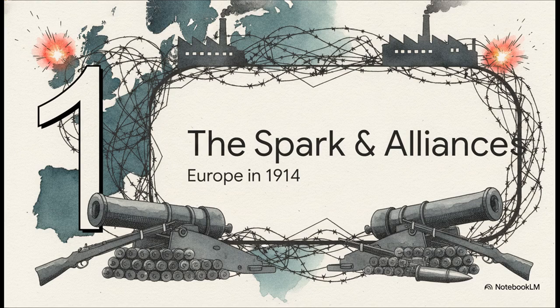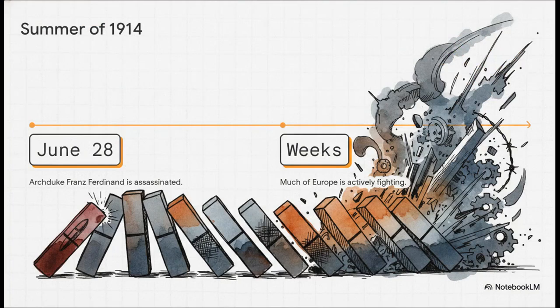Okay, let's dive into this. So, picture the summer of 1914. Europe was a total powder keg of competing empires and massive armies. You had these powerful, industrialized nations aggressively competing for global influence, stockpiling weapons, forming these incredibly complex networks of alliances, and then the match was struck. On June 28th, Archduke Franz Ferdinand is assassinated in Sarajevo.